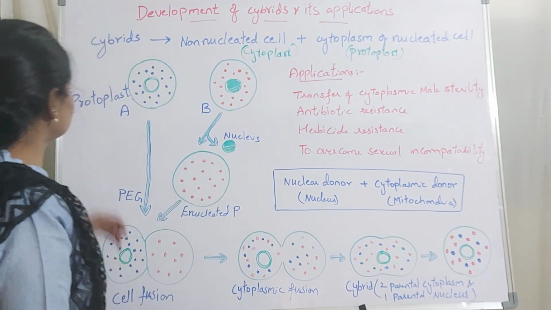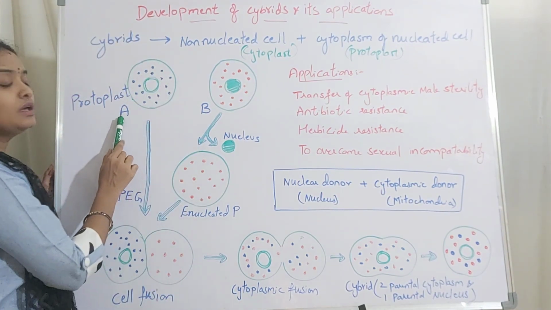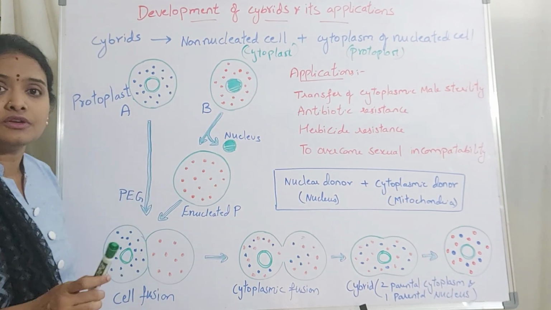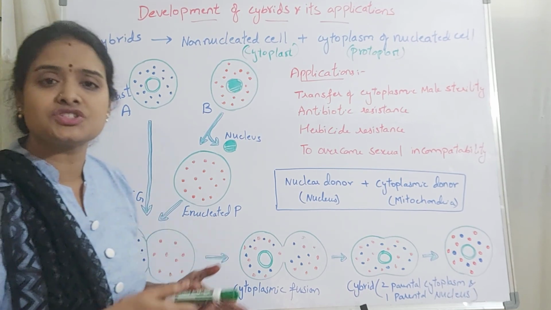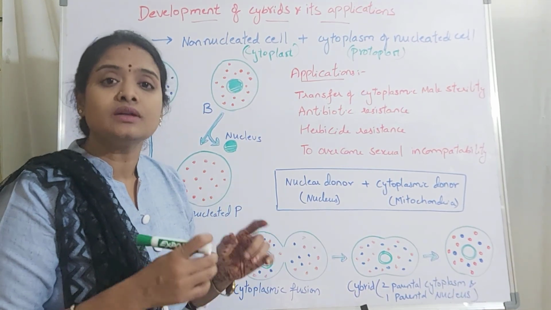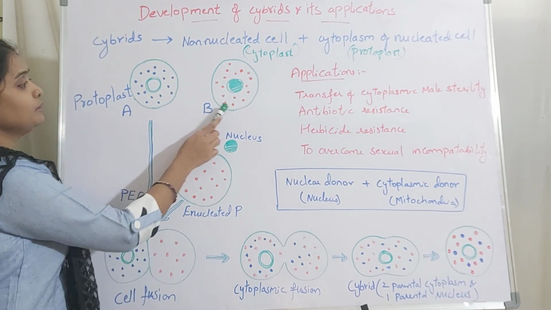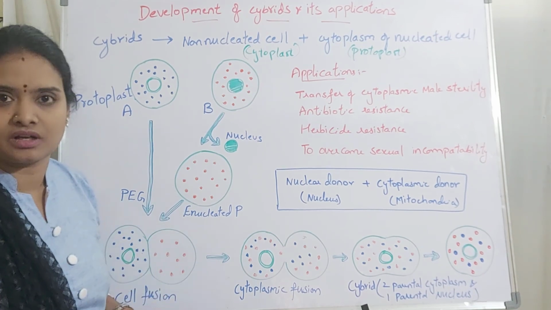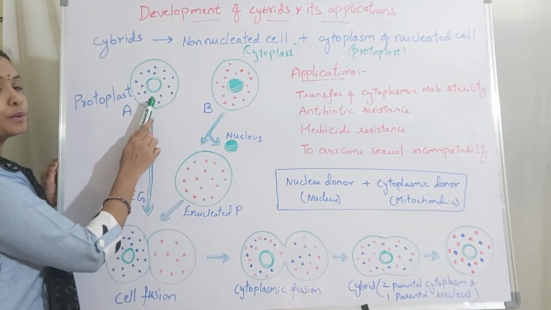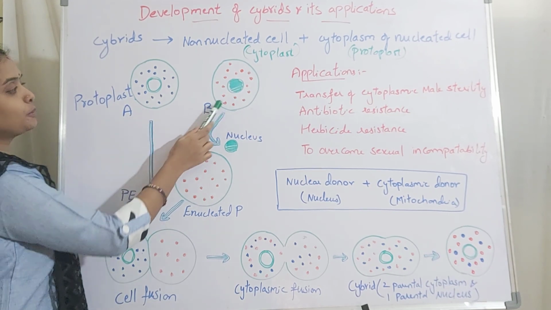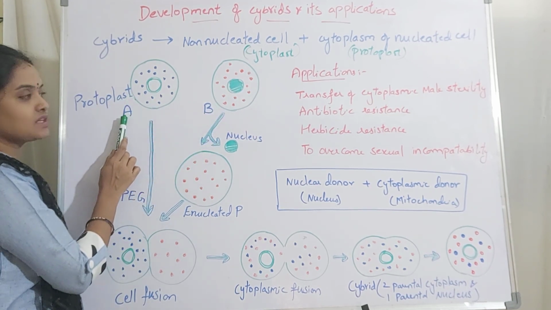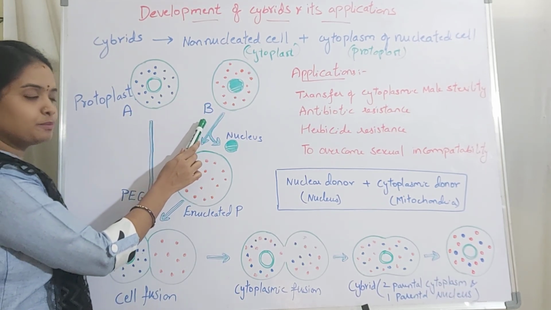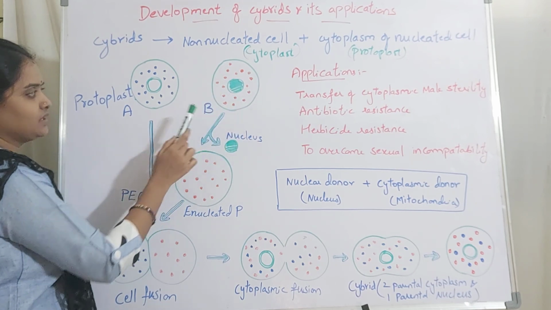So let us see the technique. First you are going to select plant A and plant B. I told you that these protoplasts are not from the same plant, nor from intrageneric or intraspecific sources. You are going to take plant samples from two different plant species, or two plants belonging to different genera. Here I am taking protoplast A and protoplast B. That means first I have selected plant A and isolated the protoplast, and then I have selected plant B and isolated the protoplast from plant B.